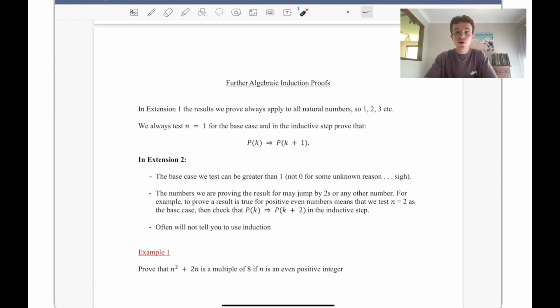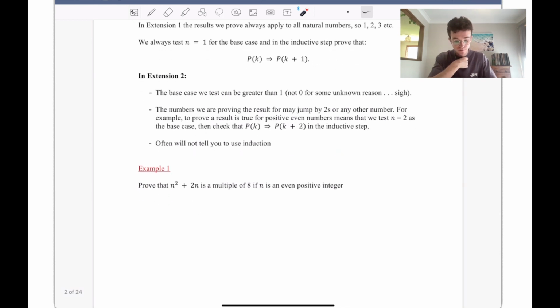So in Extension 1, we always prove results applying to natural numbers, and we always use the inductive step k plus 1. In Extension 2, the base case we test can be greater than 1, so the minimum might be 2 or 3 or 5. And the numbers might jump more than one integer. So instead of proving for all integers, we might prove for all even integers. And importantly, often it's not going to tell you that it's an induction proof.